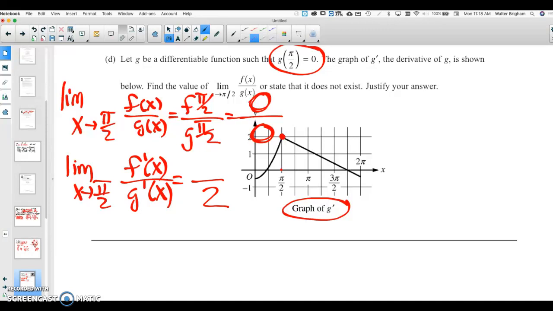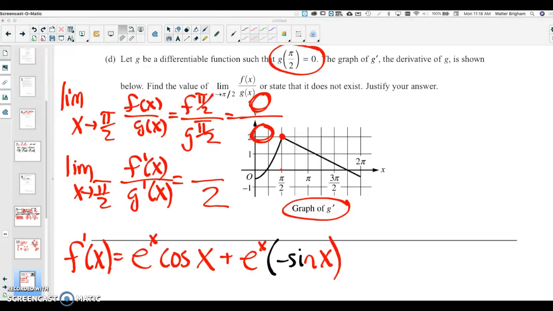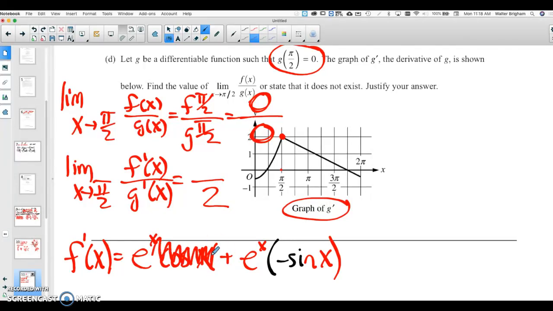And now I've got to put pi over 2 back into the derivative of f, so we're putting in pi over 2 into each of these things here. Now, the cosine of 90 is 0, so this whole piece is gone. The sine of 90 is 1 times a negative 1, so it equals negative e to the pi over 2. We can write that down just like that. And there's our answer.